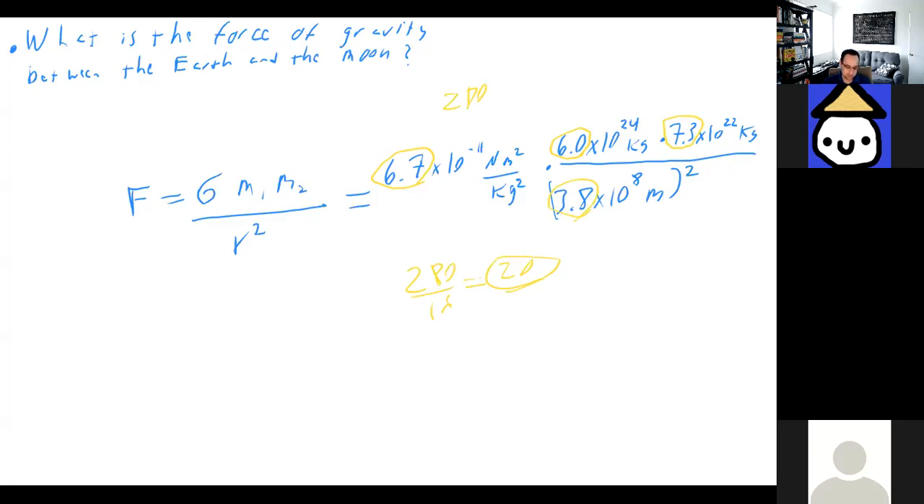Now we just got to handle the exponents of 10. Negative 10 to the negative 11th times 10 to the 24th. That's going to give you 10 to the, what's 24 minus 11? 13. There we go. And then you got 10 to the 13th times 10 to the 22nd. Well, that's going to give us 10 to the 35th. Yep. Now that's on top, but we're going to have to divide by this guy. So 10 to the 8th squared, that's going to be 10 to the 16th. So 35 minus 16 is going to give us 19, yeah? 19? Yeah, that's what's cooking.